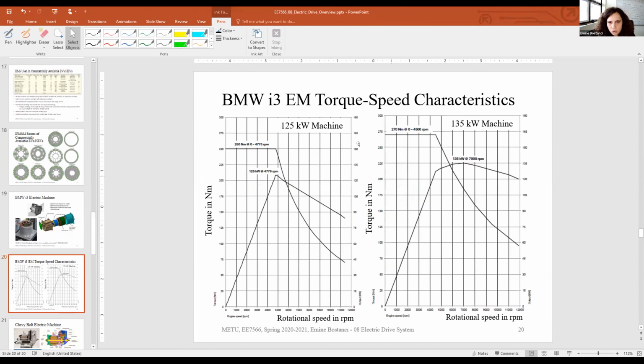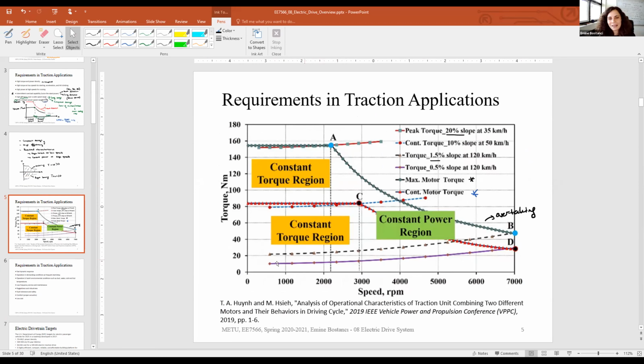But just to make sure, these are idealized characteristics. This is what we want from the vehicle. This is not what the vehicle can give us. And on top of the requirements for the drive system, here the electric machine and inverter, both of them have to give these characteristics, and they should be designed considering each other.